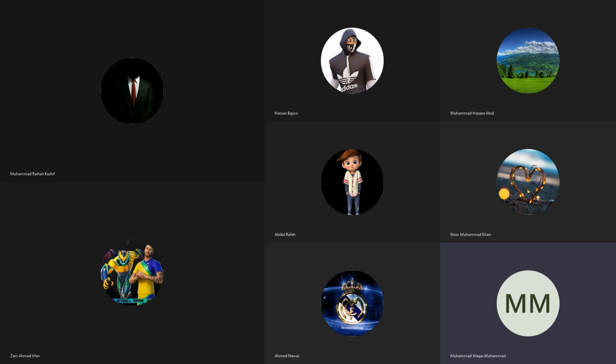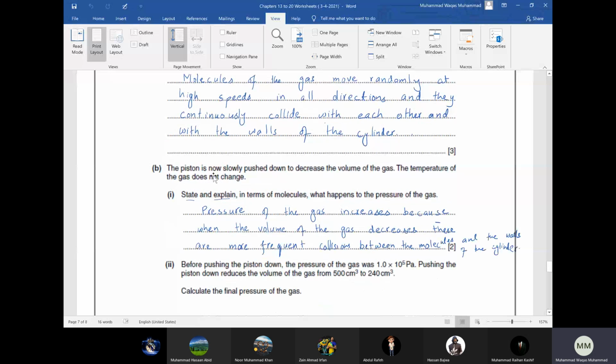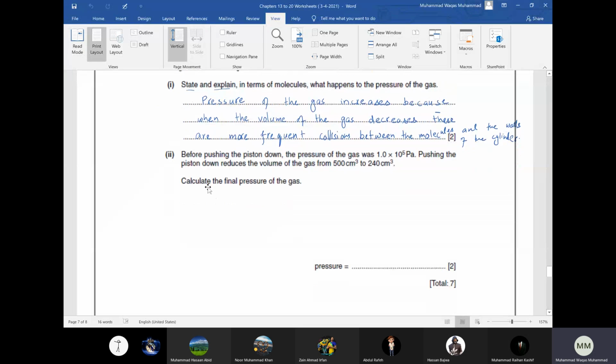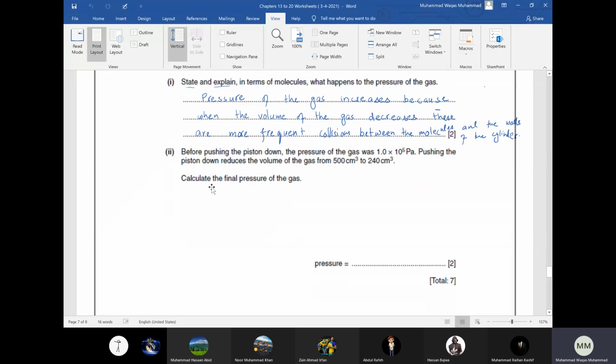We discussed describing the motion of the molecules of the gas, and we discussed stating and explaining in terms of molecules what happens to the pressure of the gas when the volume is reduced. And now, beta, before pushing the piston down, the pressure of the gas was 1.0 times 10 to the power 5 Pascal. Pushing the piston reduces the volume of the gas from 500 cubic centimeter to 240 cubic centimeter. Beta, calculate the final pressure of the gas.